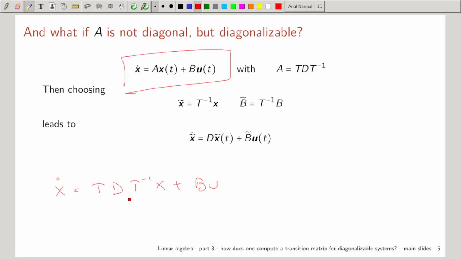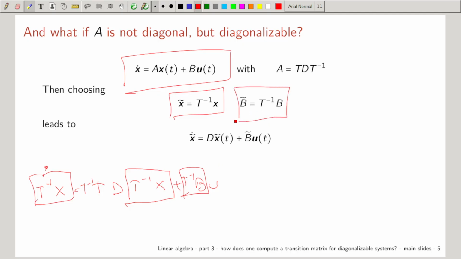What is going to be my new variable? My new variable is going to be this one. And how do I modify the other things? I multiply this one times T^-1. True? At this point, this one is my new variable, this one is my new B, and this one goes away, and we have it. Do you see it? Are we together on the procedure?